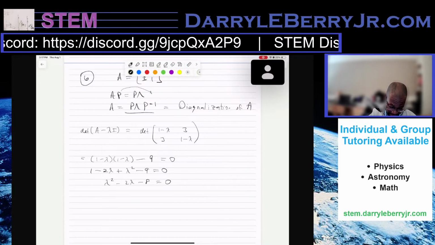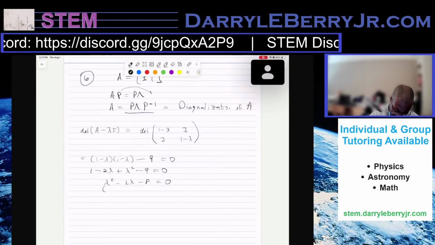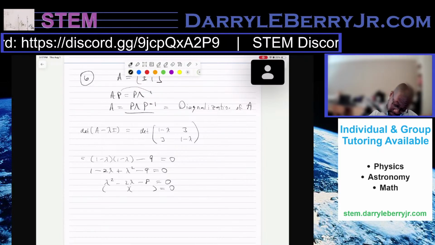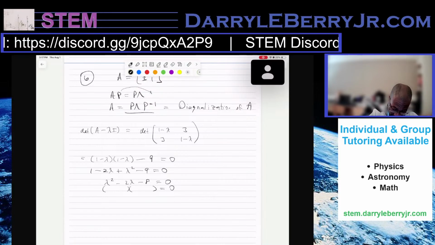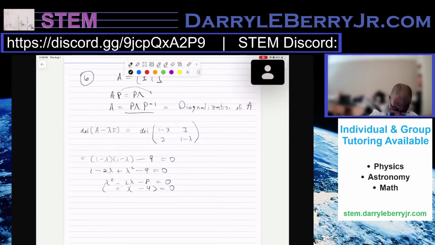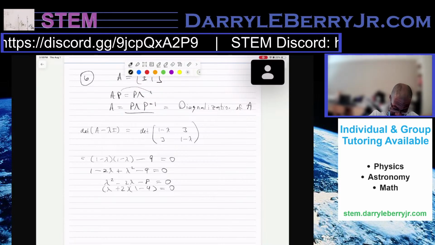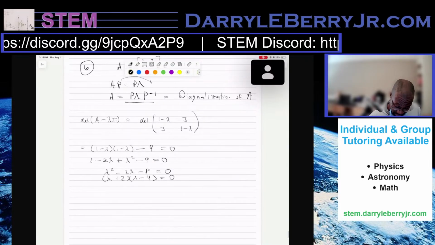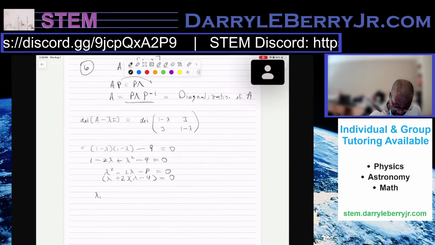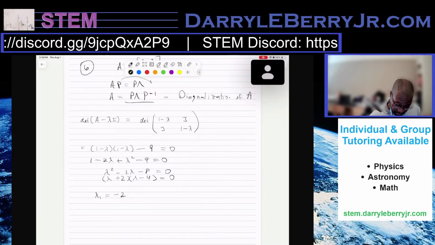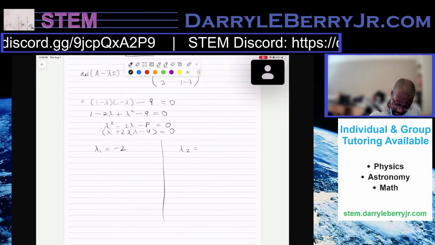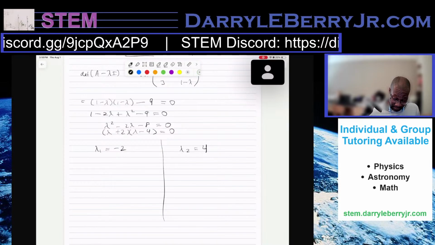So I think I can factor this one. So that's going to be what? Minus 4 and plus 2, lambda lambda, right? So that means that lambda 1 equals negative 2 and lambda 2 equals positive 4.